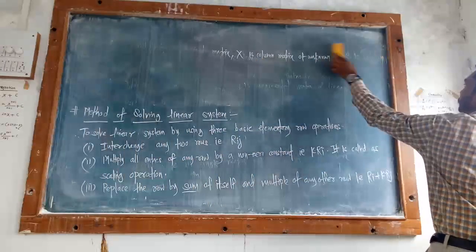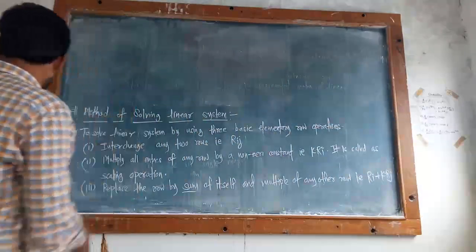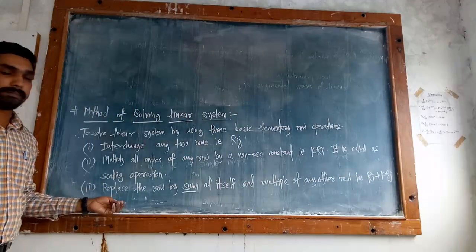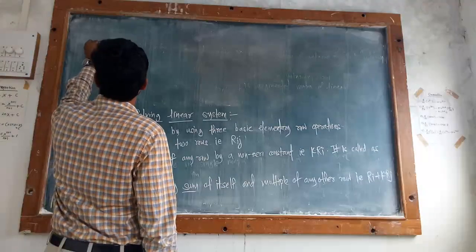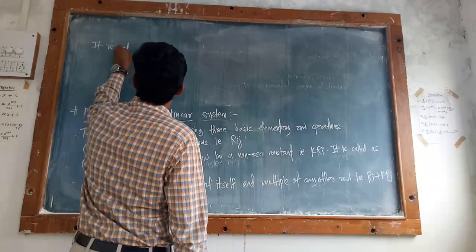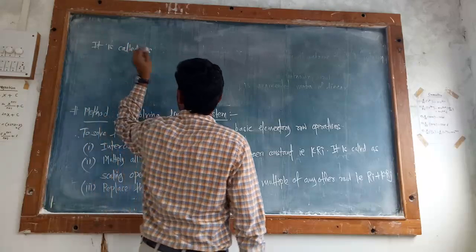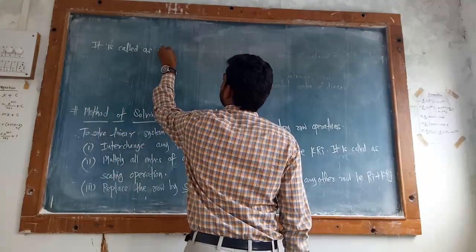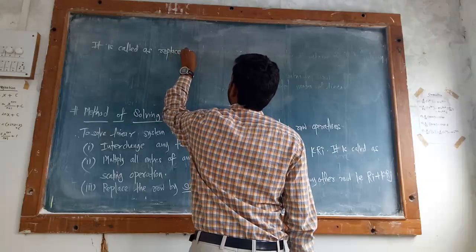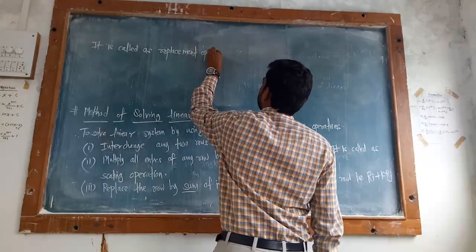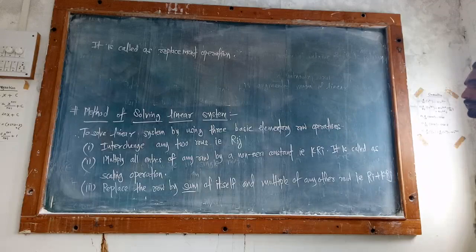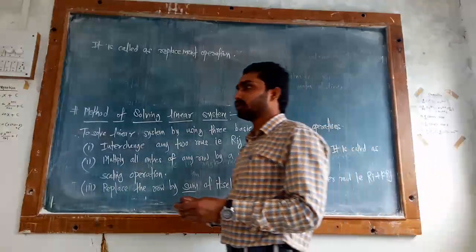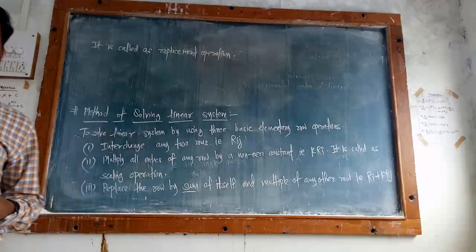Due to blackboard space problem, I am writing right here upward. So what is this one? Replace any row by itself plus a multiple of any other row, that is Ri plus k Rj. It is called the replacement operation. So there are three elementary row operations to solve any system of linear equations.